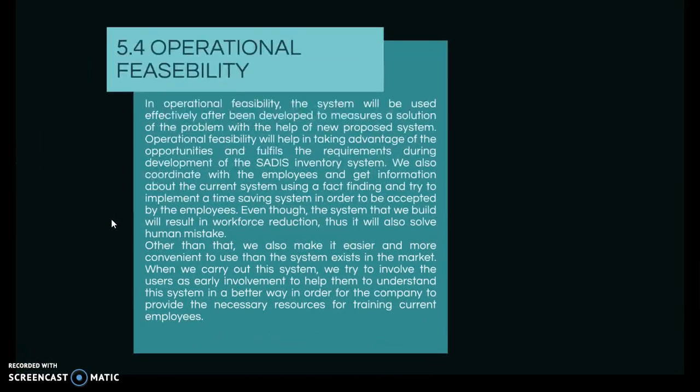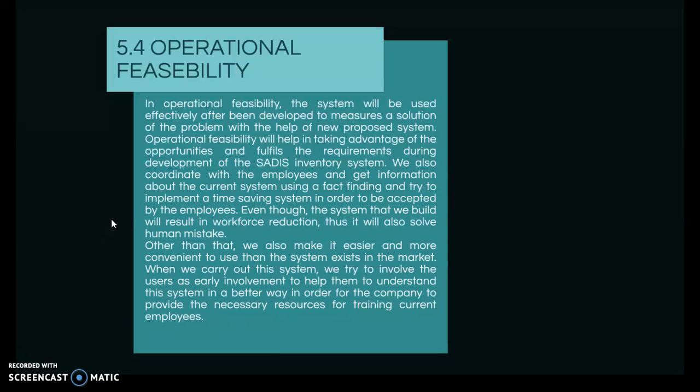5.4 Operational Feasibility. In operational feasibility, the system will be used effectively after being developed to measure a solution of the problem with the help of the new proposed system. Operational feasibility will help in taking advantage of the opportunities and fulfilling the requirements during development of the SADIS inventory system. We also coordinate with the employees and get information about the current system using fact-finding and try to implement a time-saving system in order to be accepted by the employees.